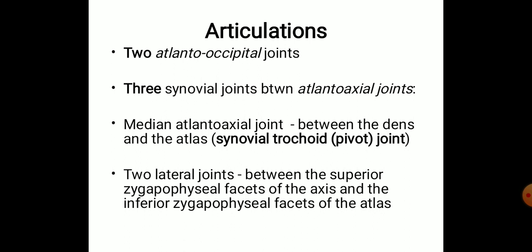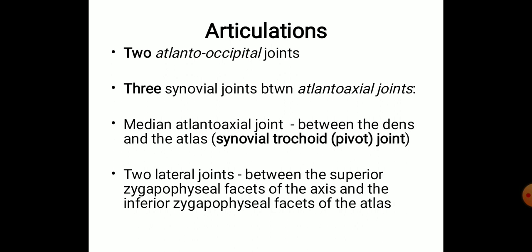So what are the articulations happening in the upper cervical region? We have two atlanto-occipital joints, which are joints between the atlas and the occipital condyles. That means right and left atlanto-occipital joints, and three synovial joints between atlas and axis, the atlanto-axial joints: two on the facets and one between the dens and the dens articulating facet of atlas.